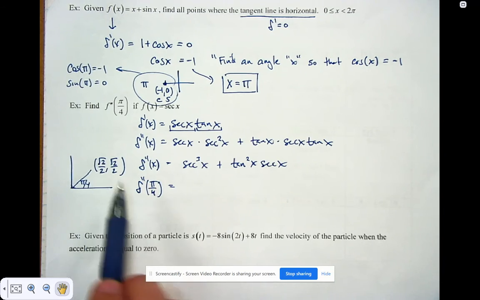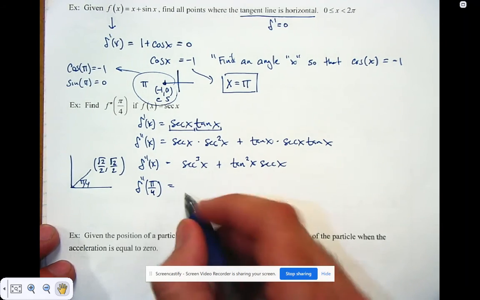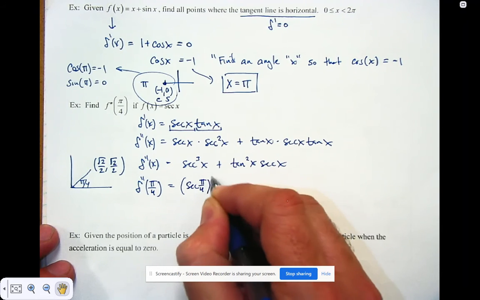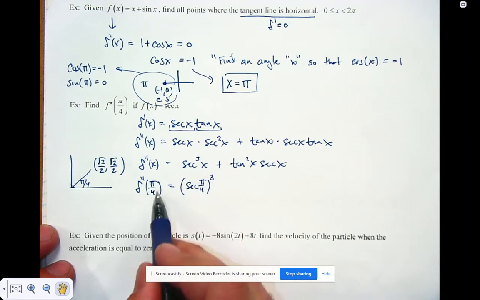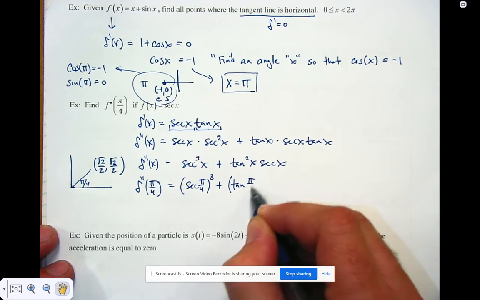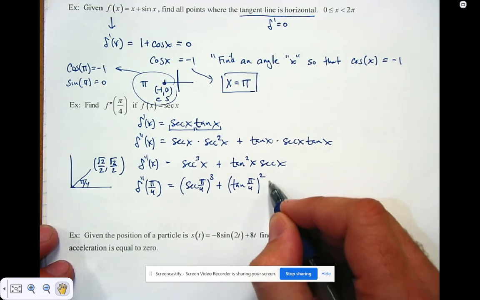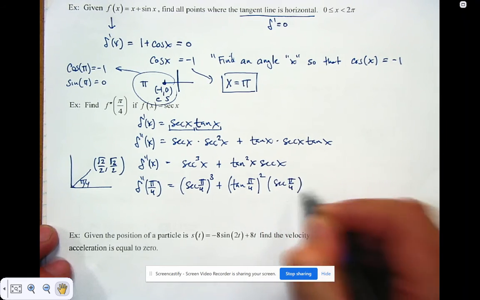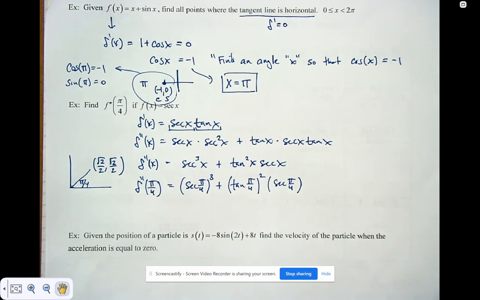So how can I use that to figure this out? Well, what does this mean? This means take secant of pi over 4 and then cube it. So I'm plugging in pi over 4 for x. Then I need to find tangent of pi over 4 and square it. And then I need to find secant of pi over 4. Okay? It's a lot easier than you think.